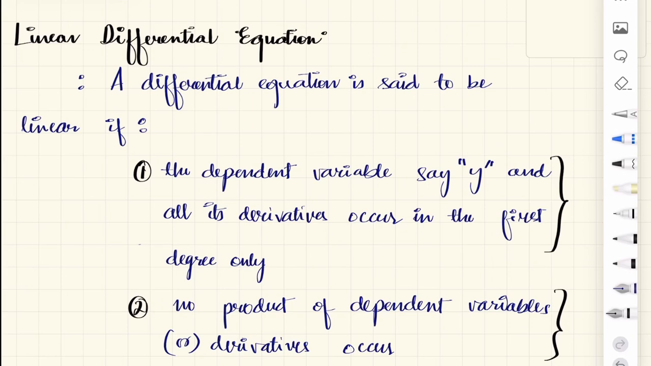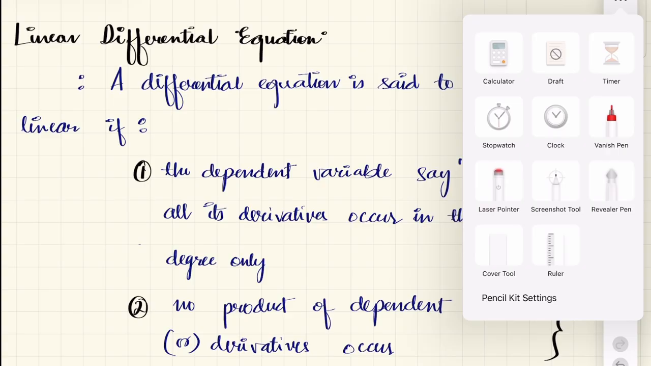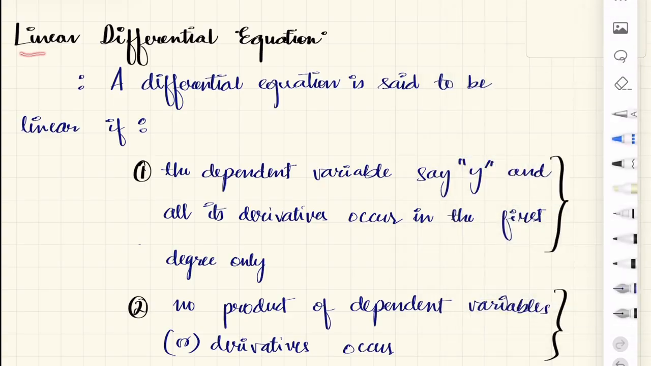Today we are going to look at what linear differential equations are. Okay, so today we'll learn about linear differential equations. So what is the definition? What is the meaning of "linear" in differential equations?